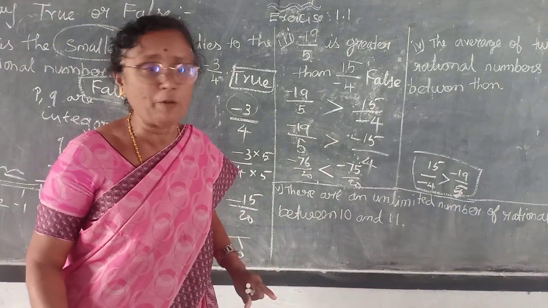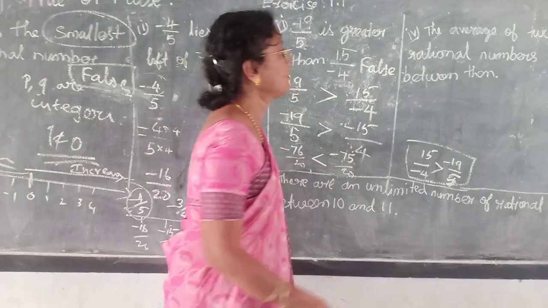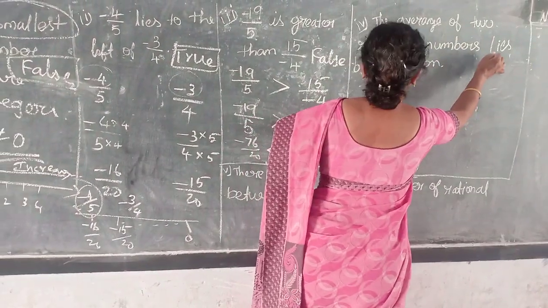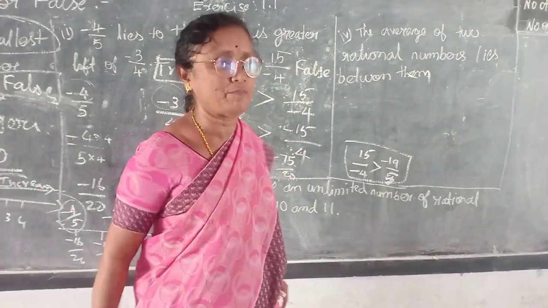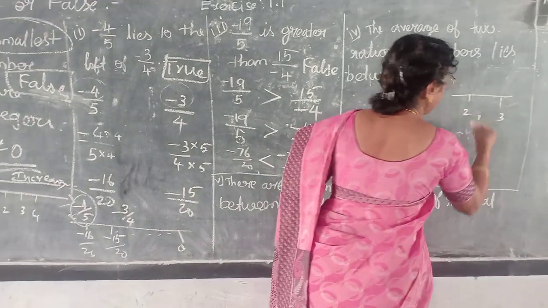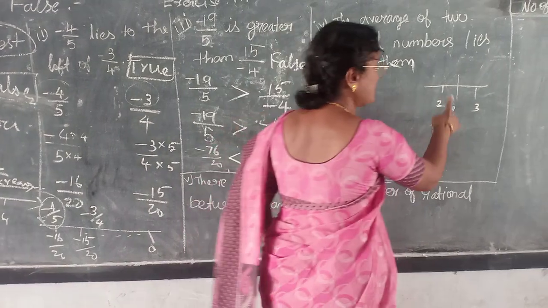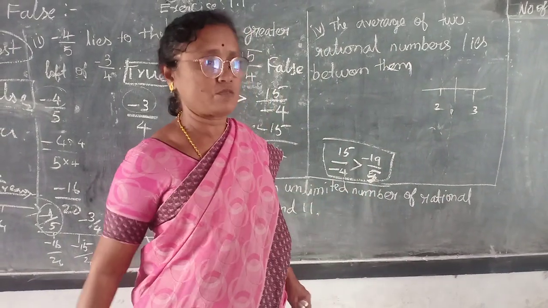Next one: the average of two rational numbers lies between them. For example, 2, 3. Average means what? Sum of the items divided by the number of items.